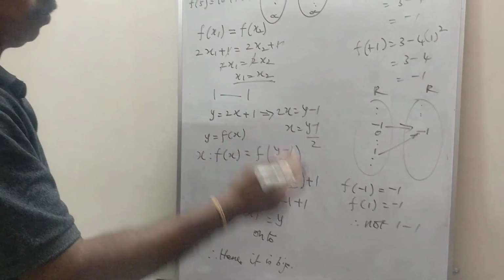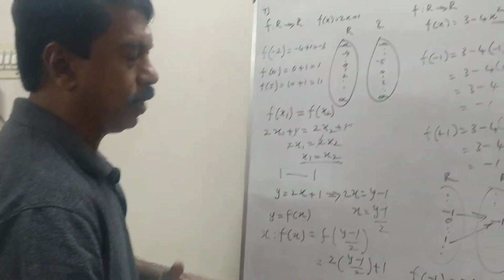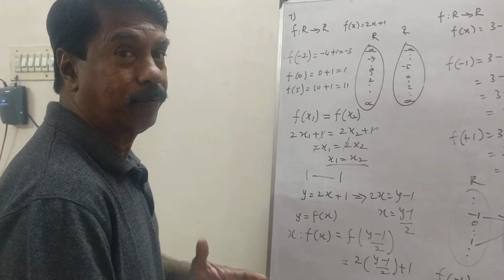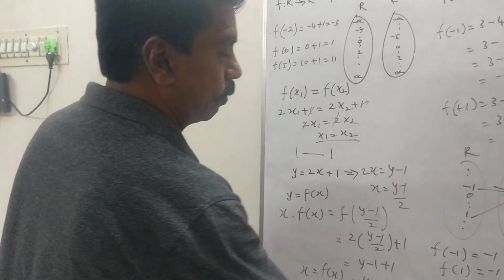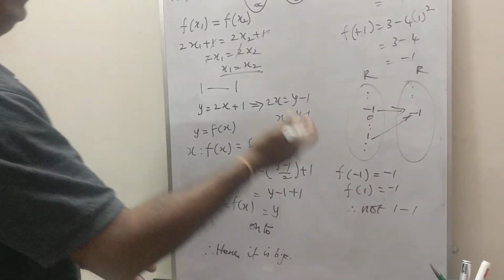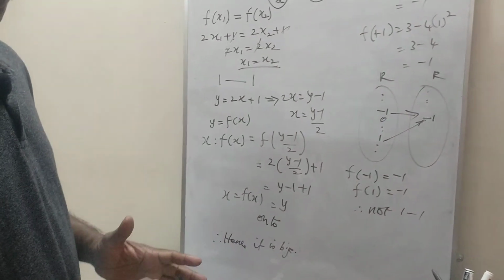Once it is not one to one, no need to go for the other one, no need to check whether it is onto or not. Definitely it is not one to one, hence it is not bijective.